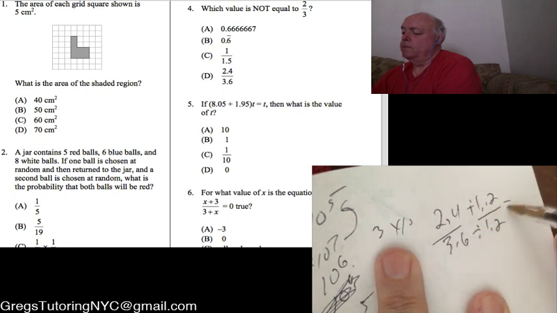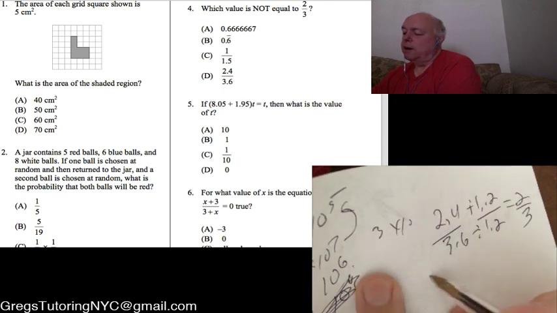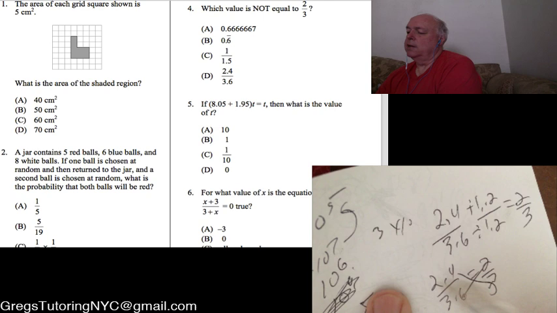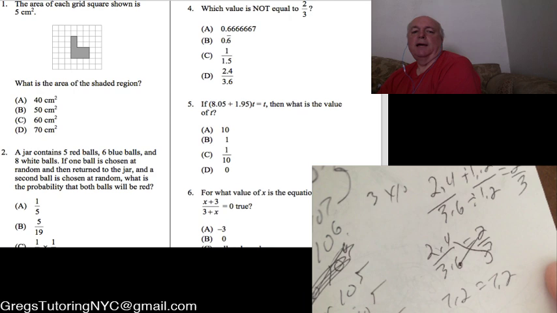I get 2/3. Okay? We can also do the cross product. 2.3 over 3.6 equals 2/3. Okay, if we multiply these out, we're going to get the same number, which is 7.2 equals 7.2. Okay? So that's equal.